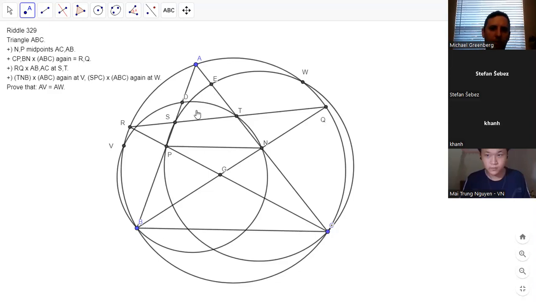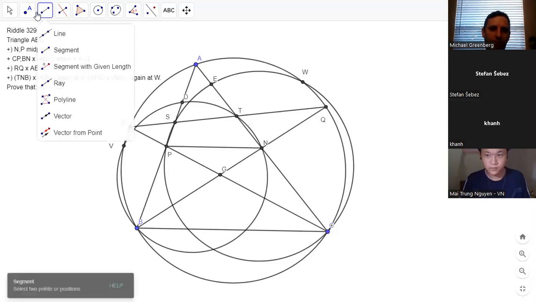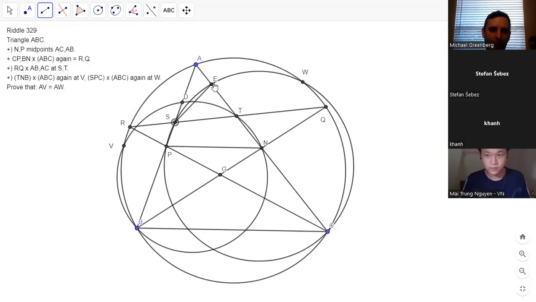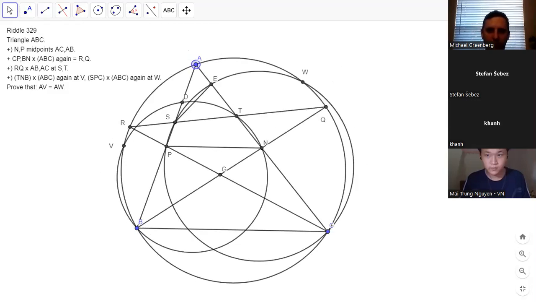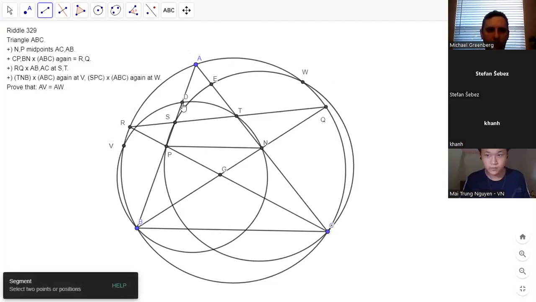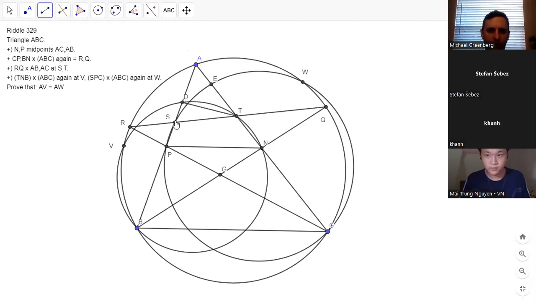These almost look like altitudes. No, they're not altitudes. I highly doubt it. Yeah. I wonder if these concur. This, no. I was thinking this, but.